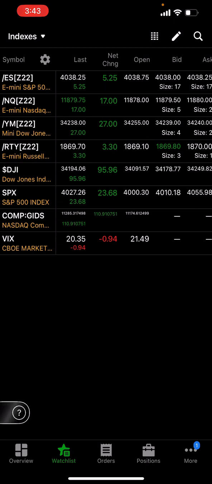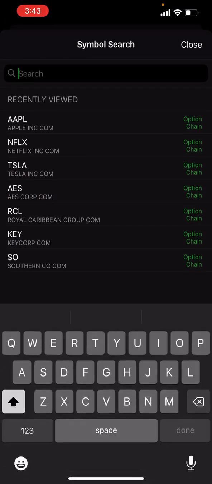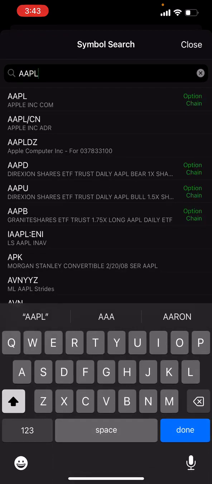So we're going to get straight into it. Say we want to take Apple calls. We want to take Apple 150 calls, right? So you just want to go to search and type in Apple.